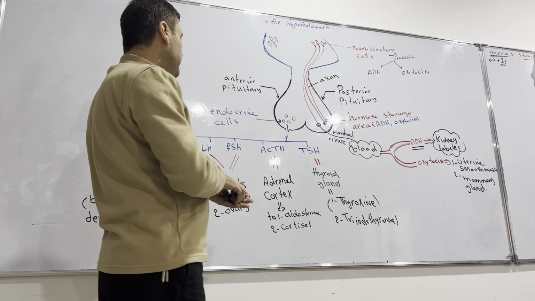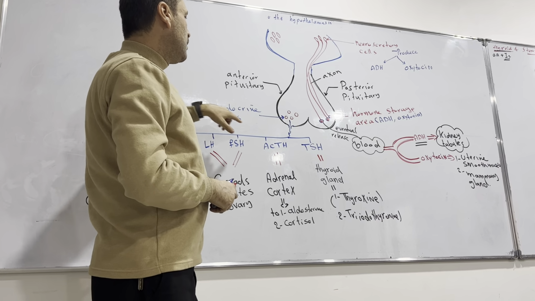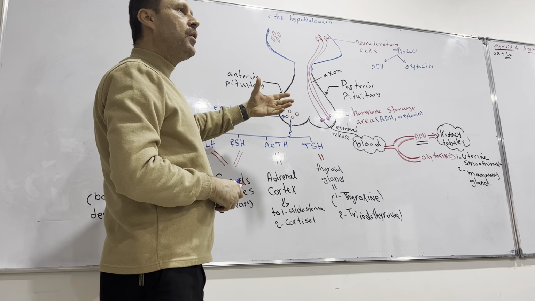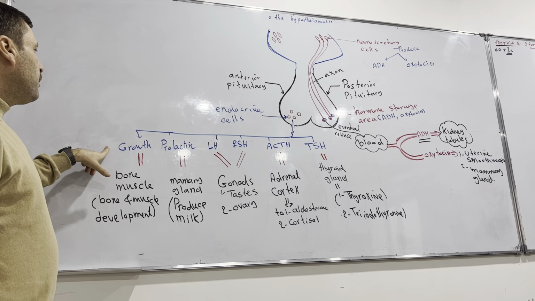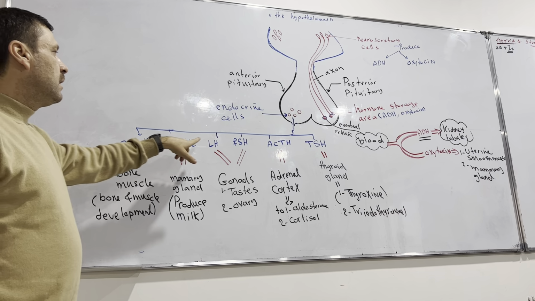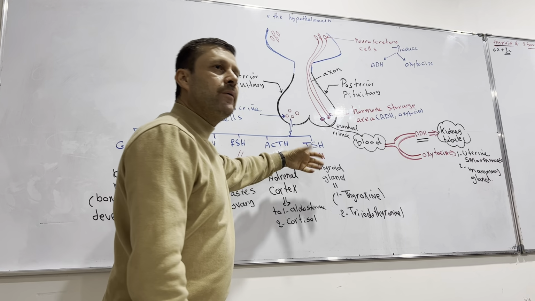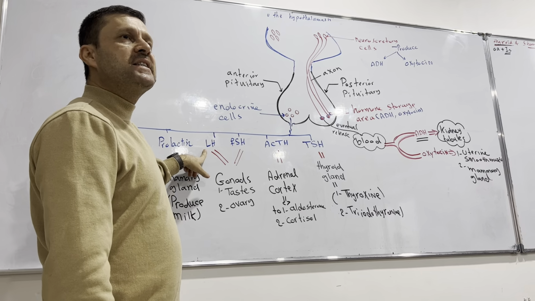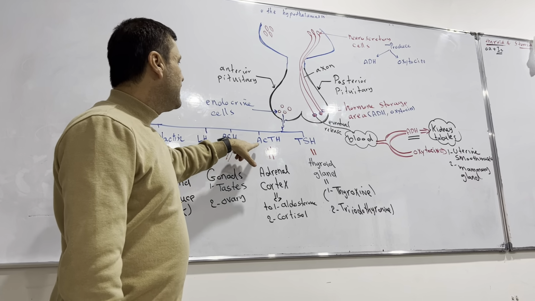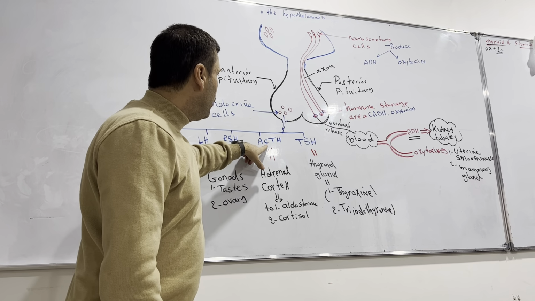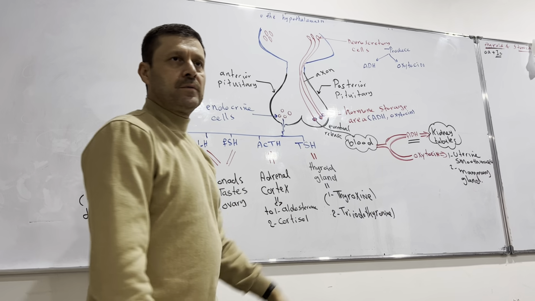Who can tell me? We have endocrine cells. They produce how many hormones? Six hormones: growth hormone, prolactin, LH, FSH, ACTH, TSH. Here the abbreviations: LH is luteinizing hormone, FSH is follicle stimulating hormone, ACTH is adrenocorticotropin hormone, and TSH is thyroid stimulating hormone, right?